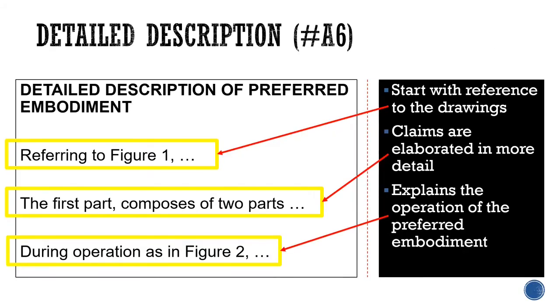We will now go into the detailed description, which is the longest subcomponent of a patent specification. The writing starts with reference to the drawings. Summary of invention and claims are rewritten here in more detail. The advantage of the invention and how the drawbacks are being tackled can also be mentioned here. Furthermore, this is where we explain how the invention is operated.